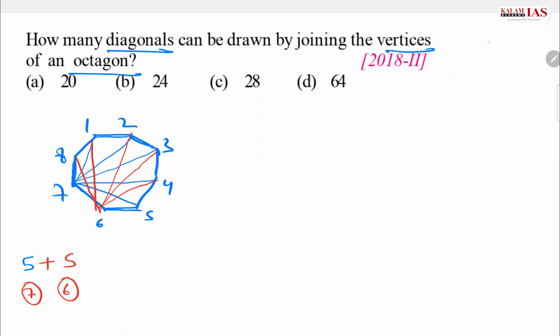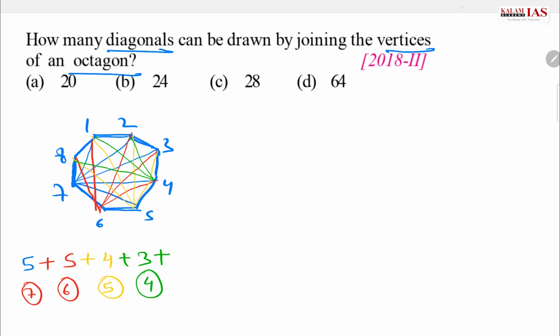Now coming to vertex number 5. See, now 5 to 7 is already counted, so no point of counting it. Now 5 to 3 is one, 5 to 2, 5 to 1 and 5 to 8. So we can draw 4 diagonals from 5. Moving on to vertex number 4. Again 4 to 6 is already there, 4 to 7 is also there. Now 4 to 1, 4 to 2, we can draw 3 from vertex number 4.